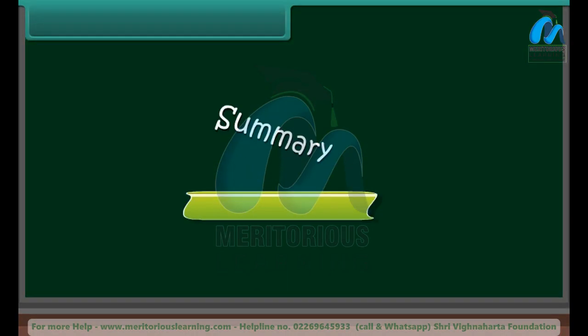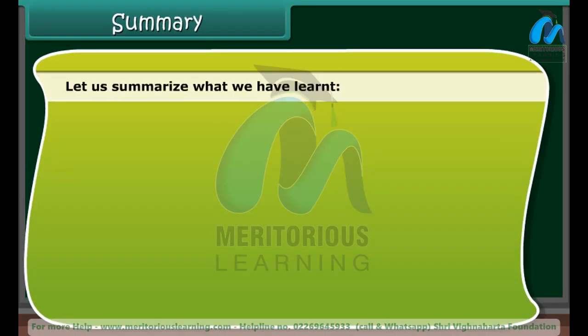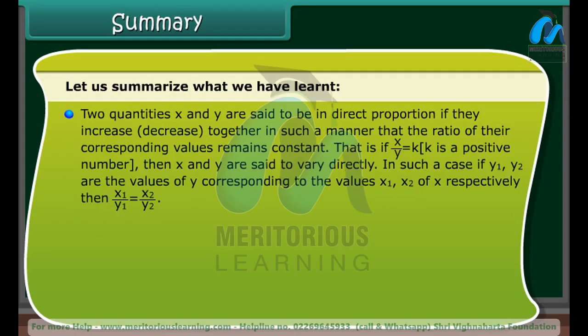Summary. Let us summarize what we have learned. Two quantities x and y are said to be in direct proportion if they increase together in such a manner that the ratio of their corresponding values remains constant. That is, if x upon y is equal to k, where k is a positive number, then x and y are said to vary directly. In such a case, if y1 and y2 are the values of y corresponding to the values x1, x2 of x respectively, then x1 upon y1 is equal to x2 upon y2.